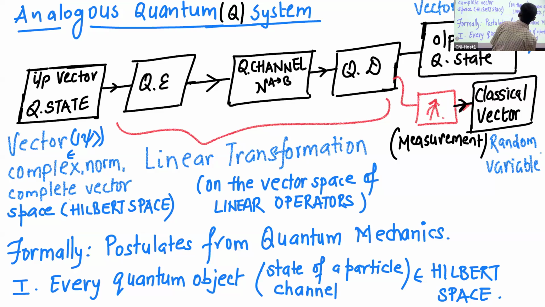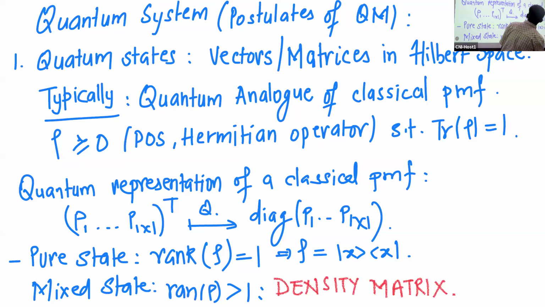So here, it can either be a particular photon which is in one of the particular polarization states, and that can be thought of as a quantum state. Okay, so now we come to the postulates of quantum mechanics.